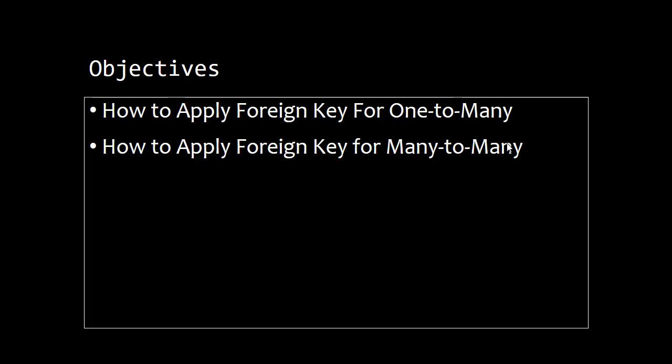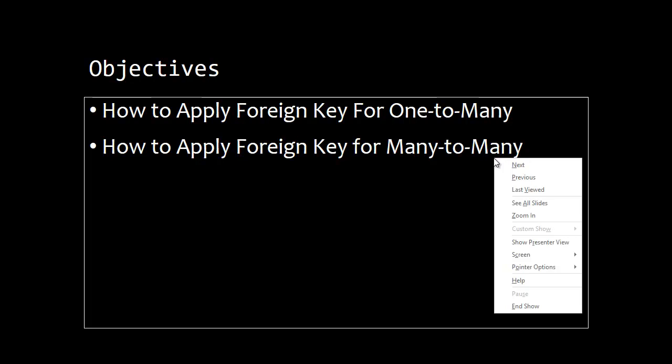and you can actually apply it yourself. So with that, to continue our conversation, we're going to talk about how to take your design and how to apply the foreign key physically into our physical database to form those relationships that we have defined in our design. So in doing so, the objectives of this video is to show you how to apply the foreign key for a one-to-many relationship and how to apply the foreign key for a many-to-many relationship.